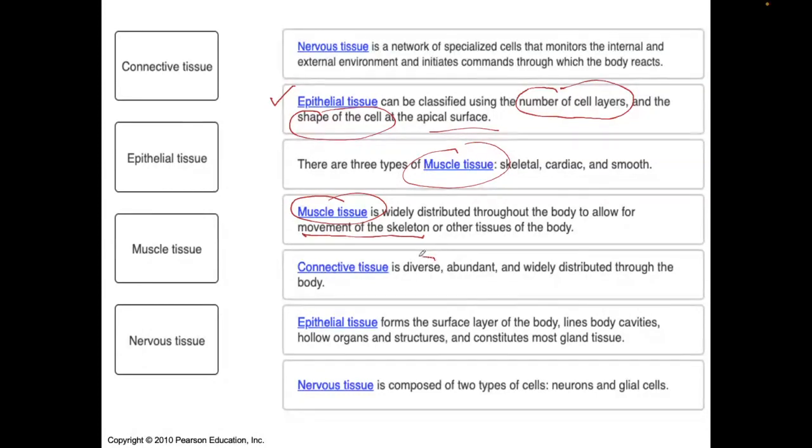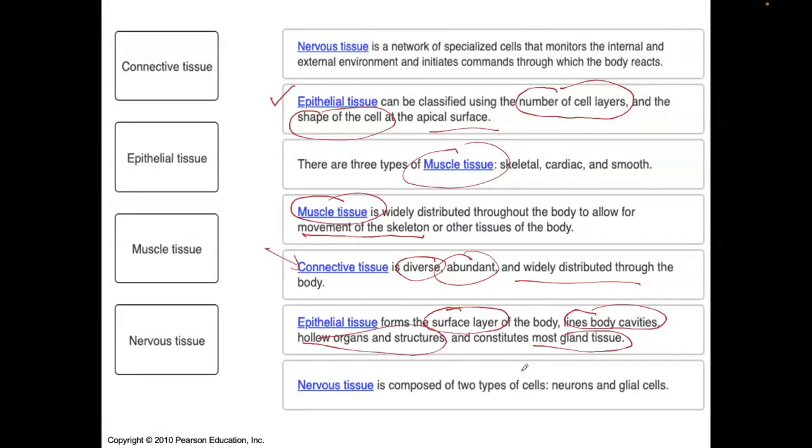All right, which type of tissue is the most diverse and abundant and widely distributed throughout the body? That's connective. Which forms this blank forms the surface layer of the body, lines the body cavities, the hollow organ structures, and most gland tissue, which forms the surface layer, the covering, lines the body cavities and tubules, that's epithelium.